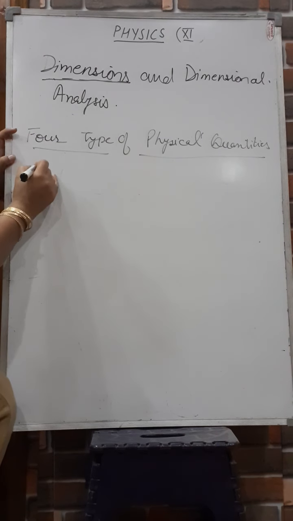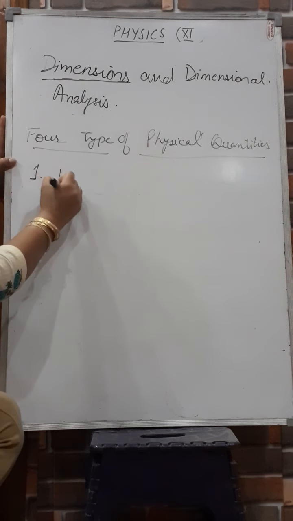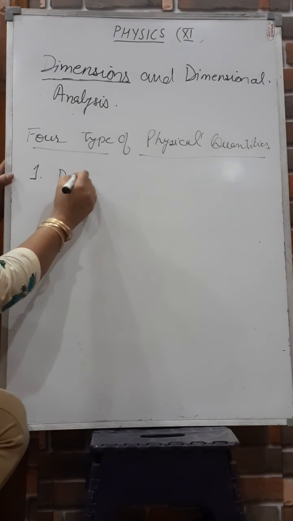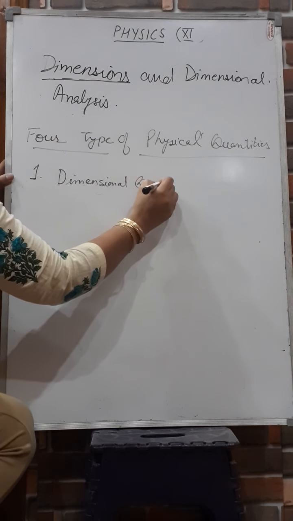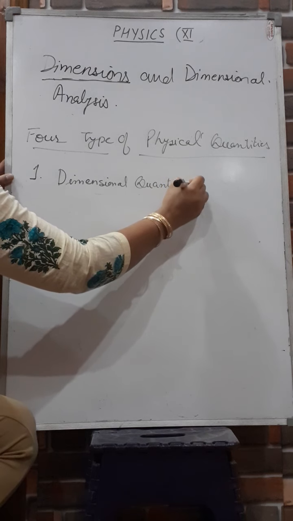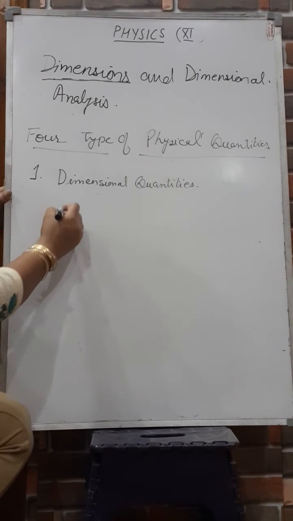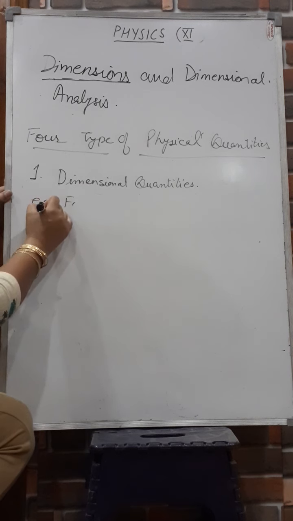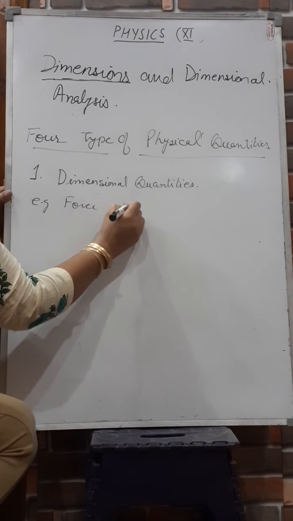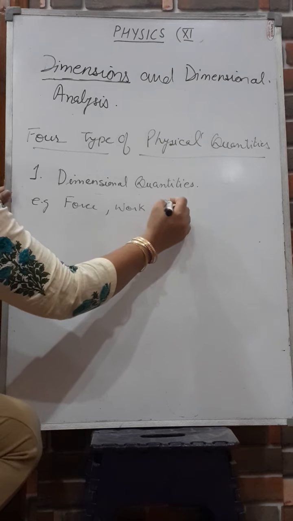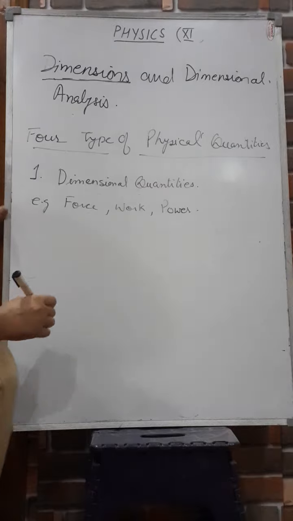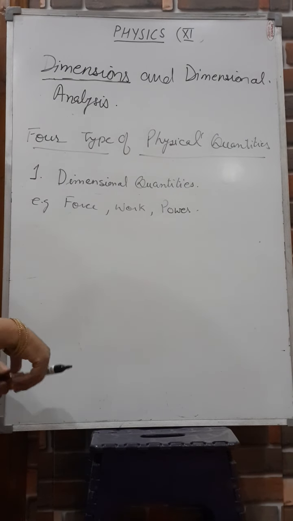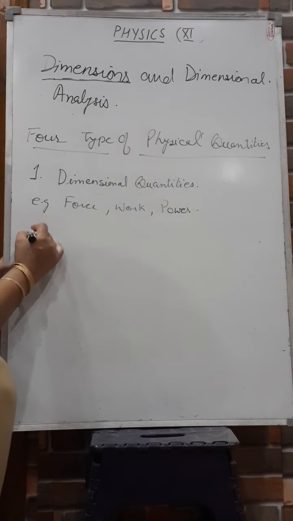First is dimensional quantities. These are those quantities which have dimensions. For example, force, work, power. So, dimensional quantities are those which have dimensions.